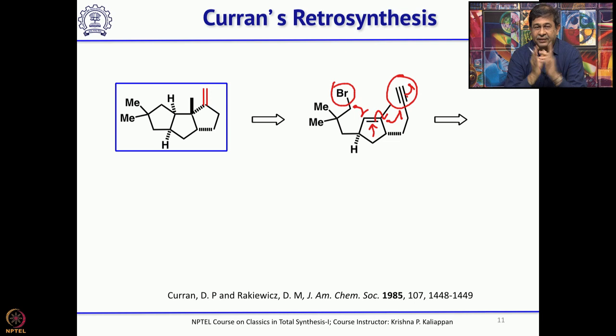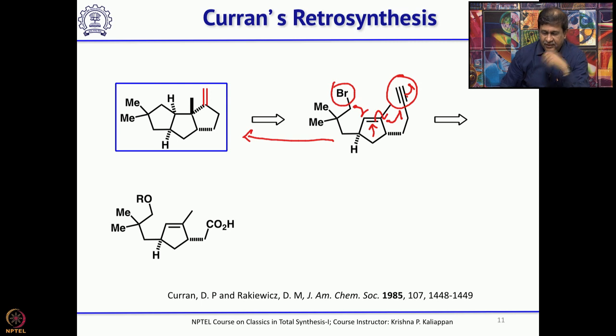All this happens in one pot. So you start from this and in one pot, in principle, you should be able to convert it into the natural product. That was the key reaction Curran proposed. Now this compound can be easily obtained by simple homologation. You need to add a triple bond to this, so after some functional group transformation followed by adding the triple bond, you will get the radical cyclisation precursor.